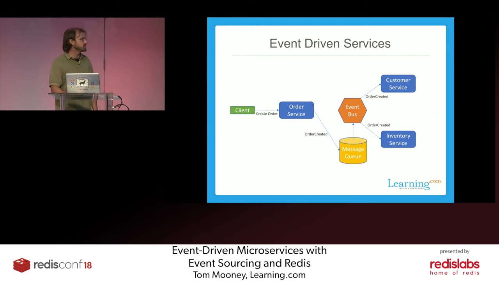This also takes care of some of the performance issues that you have making a bunch of HTTP calls between services, since now everything is asynchronous. You can add as many other services listening to events coming from the order service, and it's not going to affect the performance of the client at all.